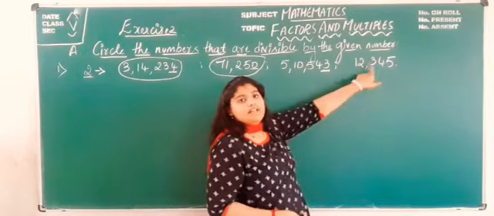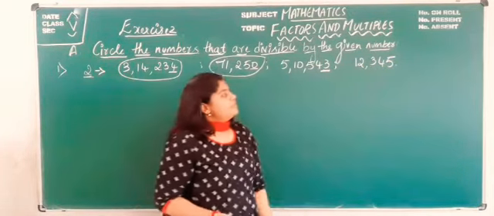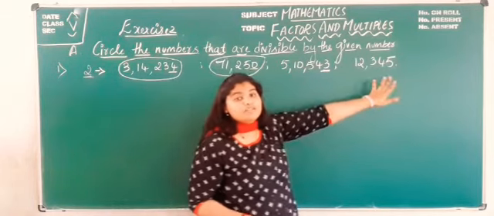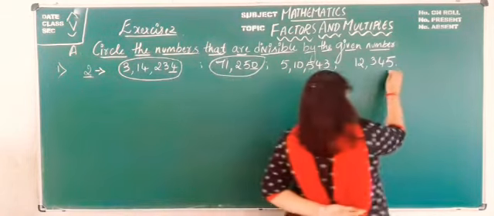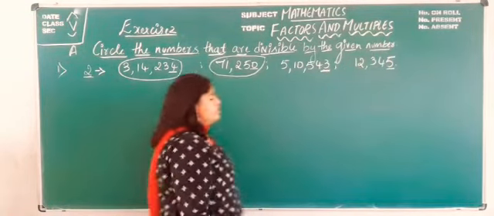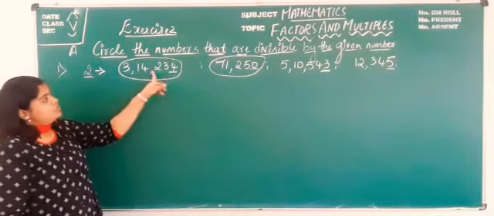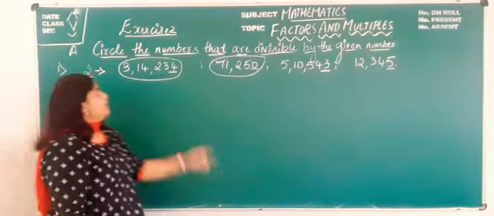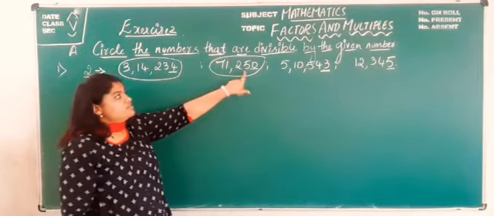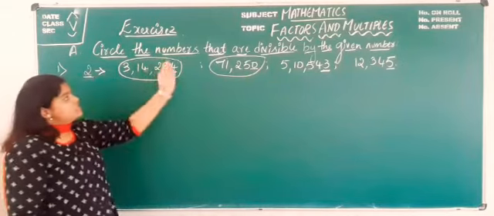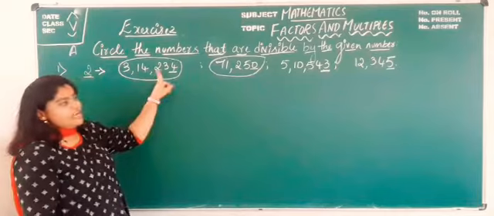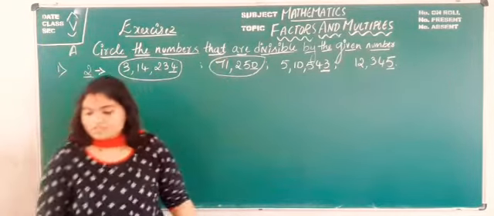Next we have 12,345. Is the given number divisible by 2? No, the given number is not divisible by 2 because here in the ones place we are having 5. Therefore the given number is not divisible by 2. So here in the first question, the two numbers which are divisible by 2 are 3,14,234 and 71,250. So we have circled the numbers which are divisible by 2. Next question.